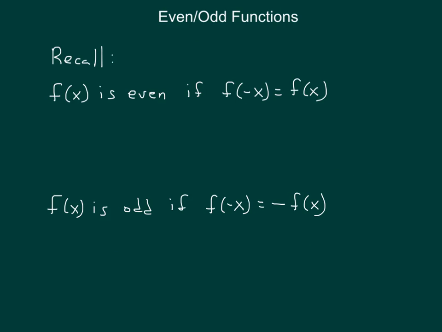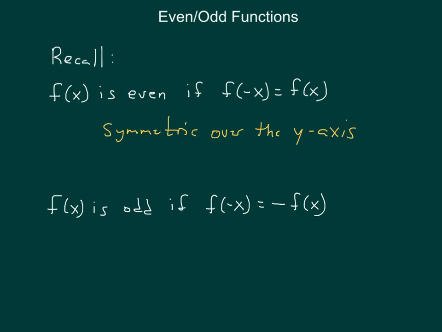Now let's get to the even and odd. One thing I want you to recall is that if a function f of x is even, that means that f of the opposite of x will equal f of x. And graphically what that meant was that functions that were even were symmetric about the y-axis. So even functions are symmetric over the y-axis.